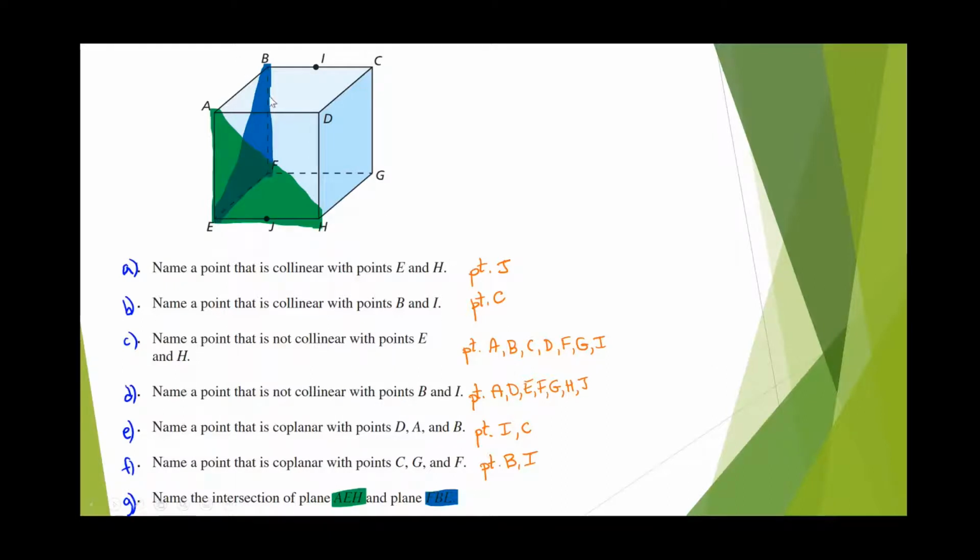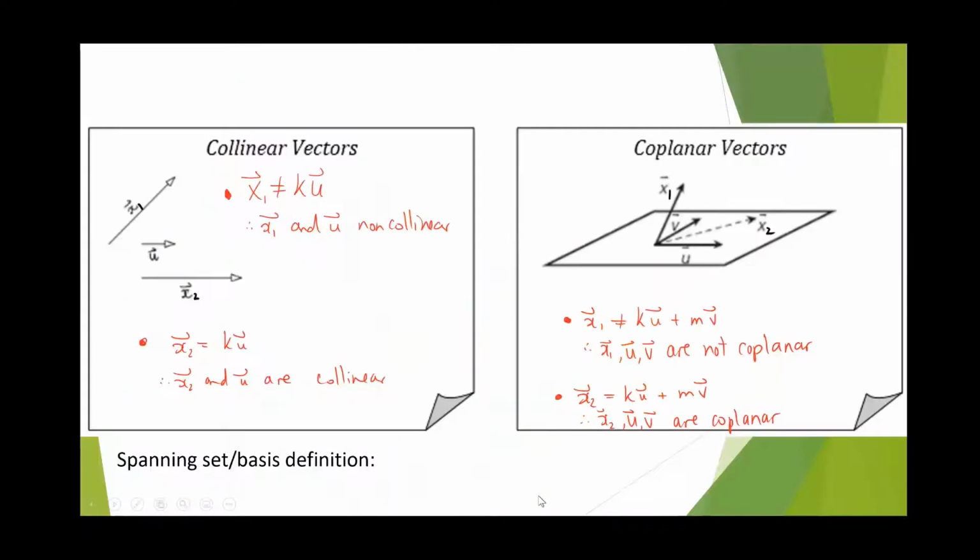So remember that planes go infinitely in all directions from this triangle. So I'm going to extend this blue triangle. And I'm not going to draw it infinitely, I'll just stop at the face. And you can see that this blue shaded region and this green triangle overlap in this line, which is line AE. Now let's go on to talking about these linear combinations.